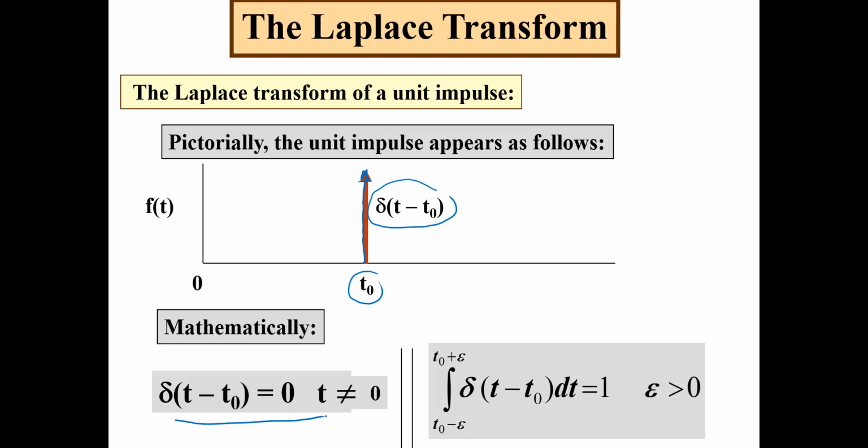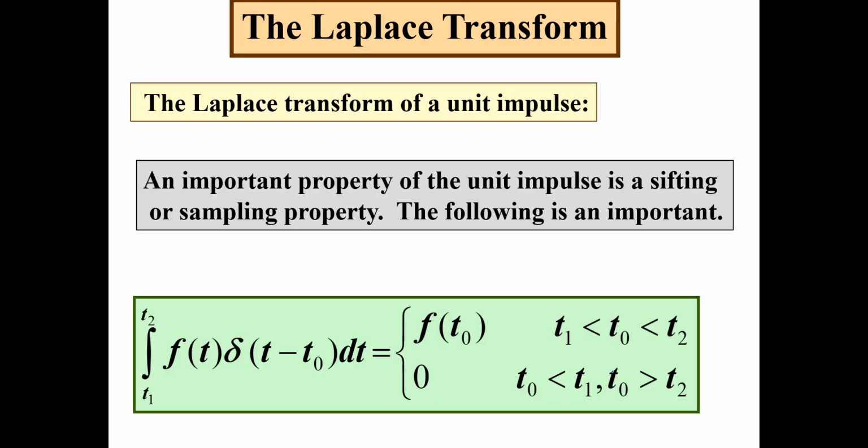And then if we take an integral from t0 minus epsilon to t0 plus epsilon of delta(t minus t0) dt, it is equal to 1, when epsilon is larger than 0.